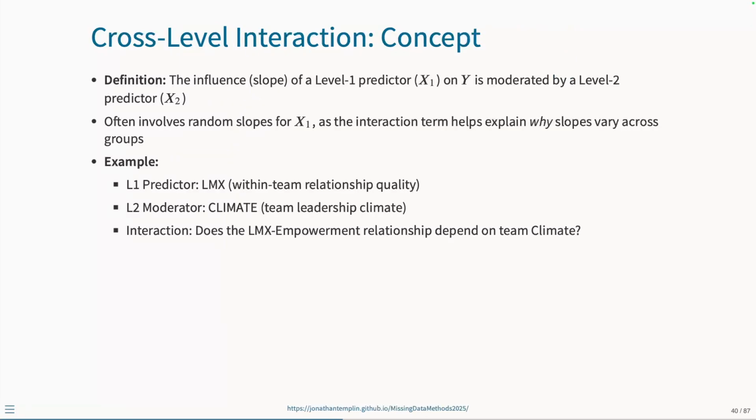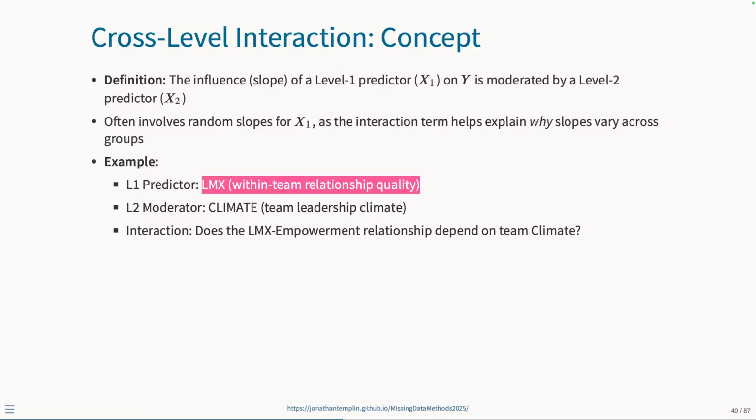Here you might have a cross-level interaction, right? So you might have the slope of a level 1 predictor on Y being moderated by a level 2 predictor. The example here is leader member exchange, which is a measure of within team relationship quality. Does team leadership climate moderate the impact of leader member exchange on employee empowerment? It's a mouthful to say, but it seems plausible, right?